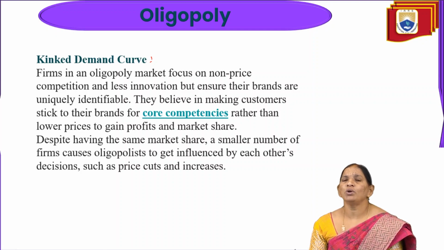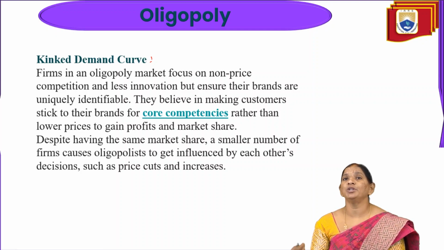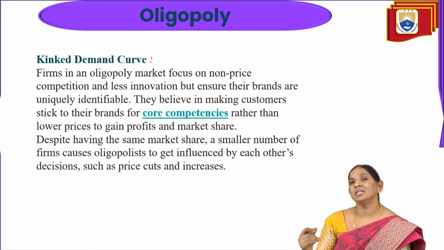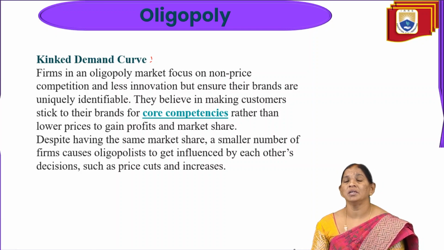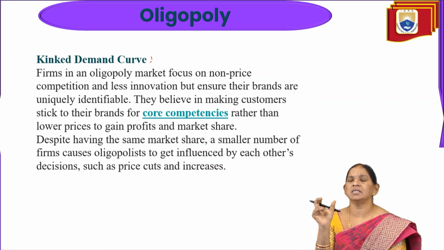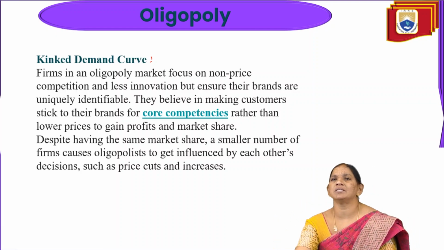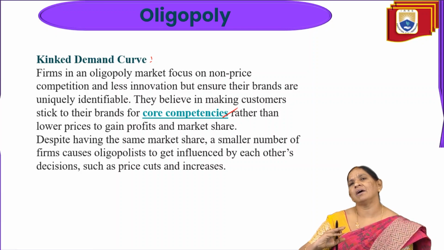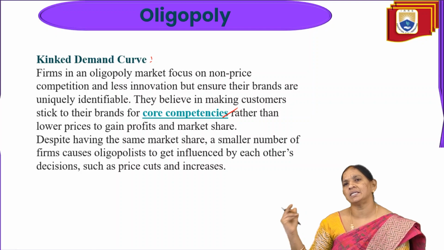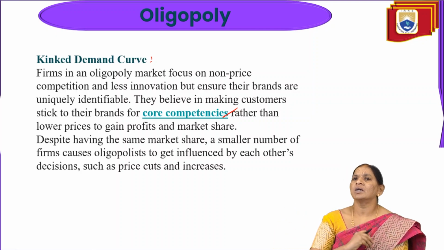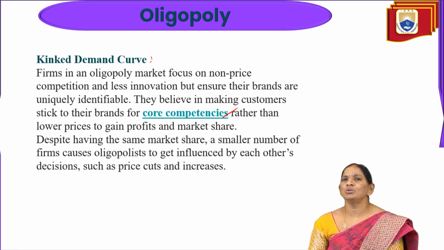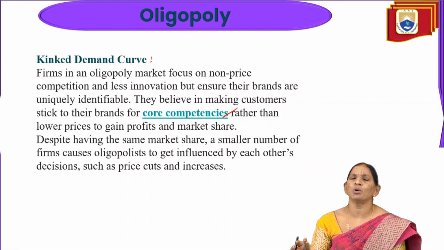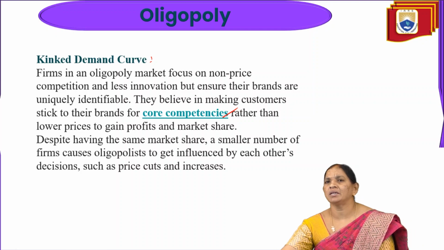In the case of oligopoly, as we know, market forces, non-price competition and innovative features will be there, which rely upon the brand image and brand quality, and they are identified uniquely. These qualities may be brand and other images. So they believe in making customers stick to their brand based upon their core competences, meaning every product will have its own special features, qualities and brands. So one will not come and collide with another. So they can lower the price to gain more profit, or maybe they can go for market share.